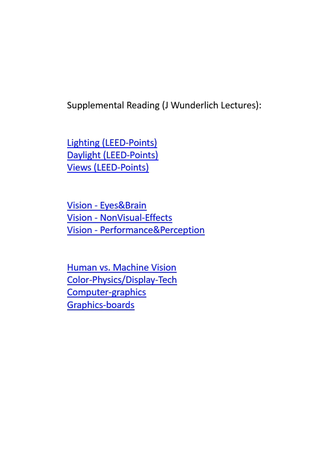And so supplemental reading, you can learn first about LEED points. Go in there and take a look at all that and what credits you get. And then stuff from the Illumination Engineering handbook on vision, eyes and brain, the physiology, and then non-visual effects and performance perception, and then related things in high tech, human versus computer vision, how our eyes actually work and our brain too, in addition to what you learn above about the brain, and then the physics of display technology and computer graphics cards.